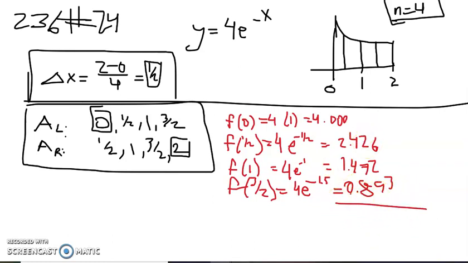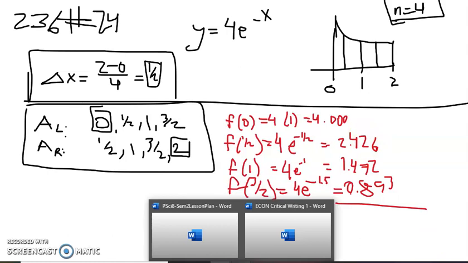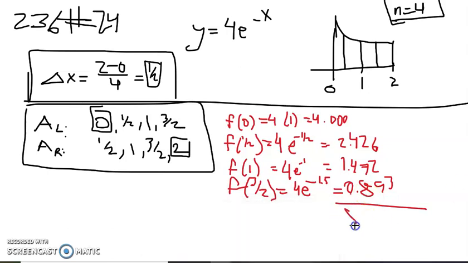All I'm going to do is just add them all up. So 4 plus 2.426 plus 0.472 plus 0.893, and I get a total of 8.791. Now, is this done? Not entirely. This is all the y values added up. This is the sum part.